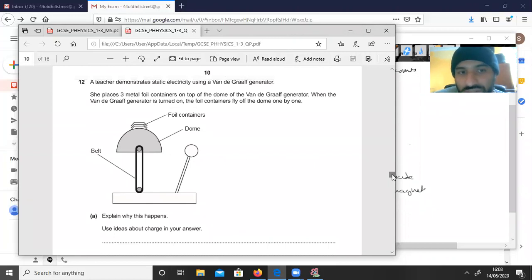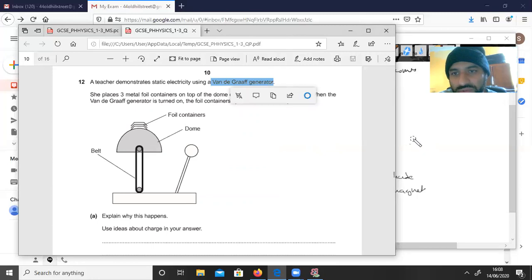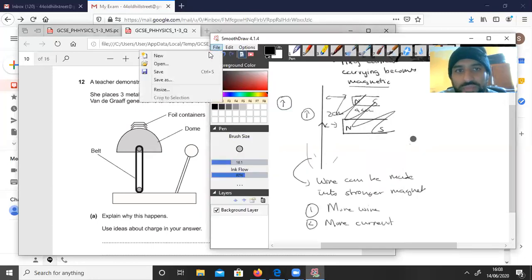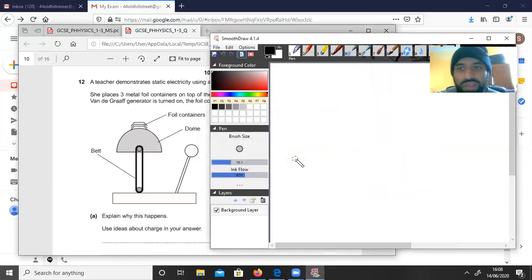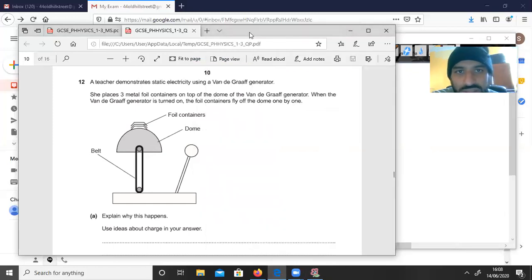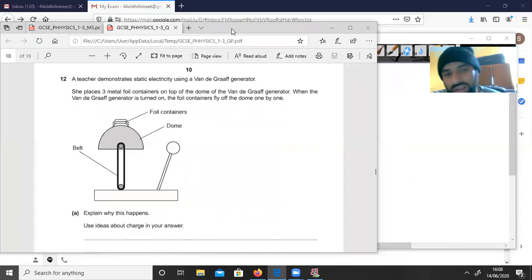So if you don't understand it, no problem. Let's look at it. A teacher demonstrates static electricity using a Van de Graaff generator. Have you ever seen one in the classroom? Have they shown you this before? No. It's basically something you put your hands on, and your hair stands up. Have you seen that on YouTube? Oh yeah, when they put a balloon on your head. Yeah, but this thing here makes electricity. It makes static electricity.